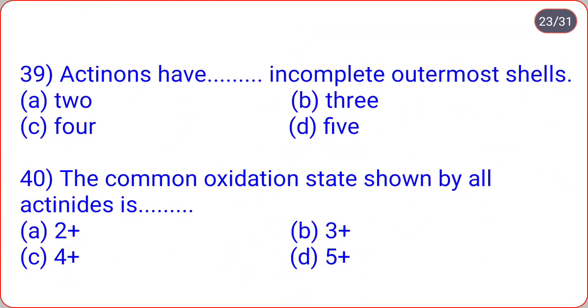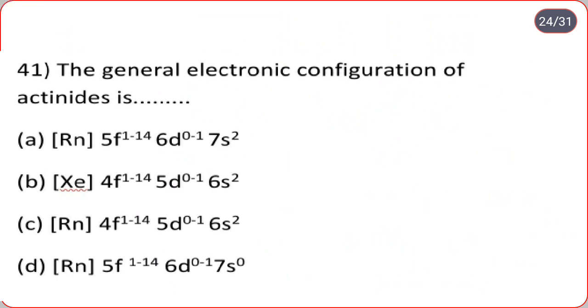Actinones have incomplete outermost shells. 2, 3, 4, 5. So actinones have 3 incomplete outermost shells. The common oxidation state shown by all actinides is 3+. The general electronic configuration of actinides is... So the correct option is option A, radon core 5f1 to 14, 6d0 to 1, 7s2.